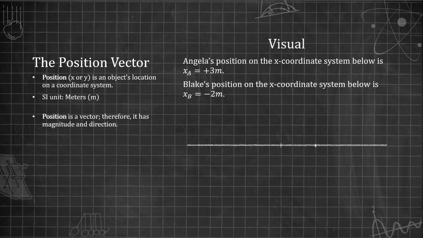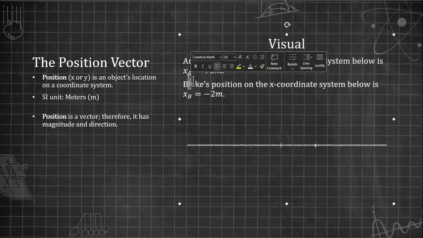Position is a quantity we're going to use in physics, and it represents some object's location on a coordinate system. We can show position as x or y, a horizontal or a vertical position. The units that we're going to be using are meters, and it's a vector, so it has magnitude and direction. Let's take a look at 2 examples. Let's say we've got Angela and Blake, and they're both located at these respective positions. x signifies the horizontal position. The subscript A here signifies that we're talking about Angela.